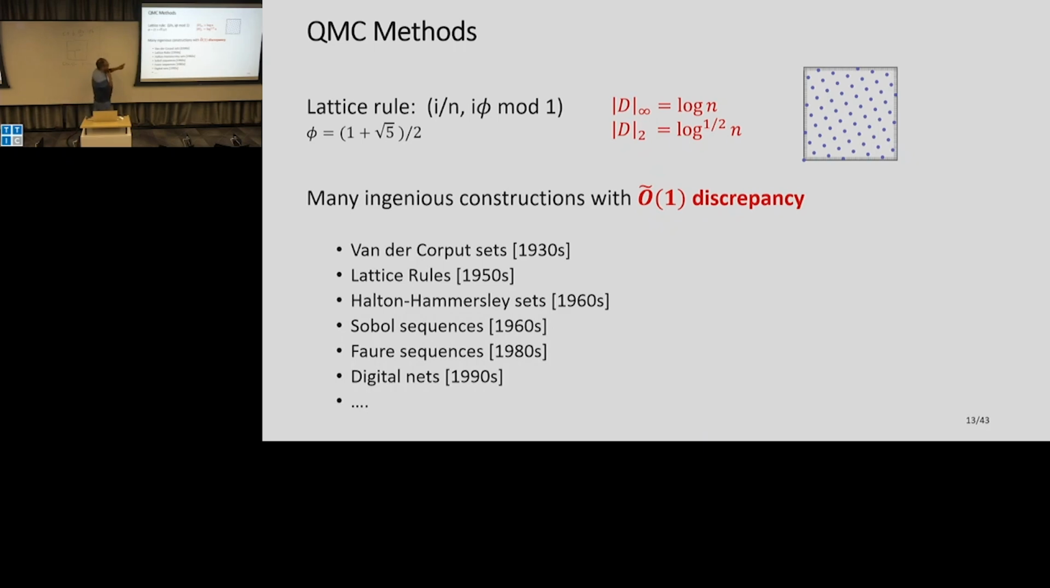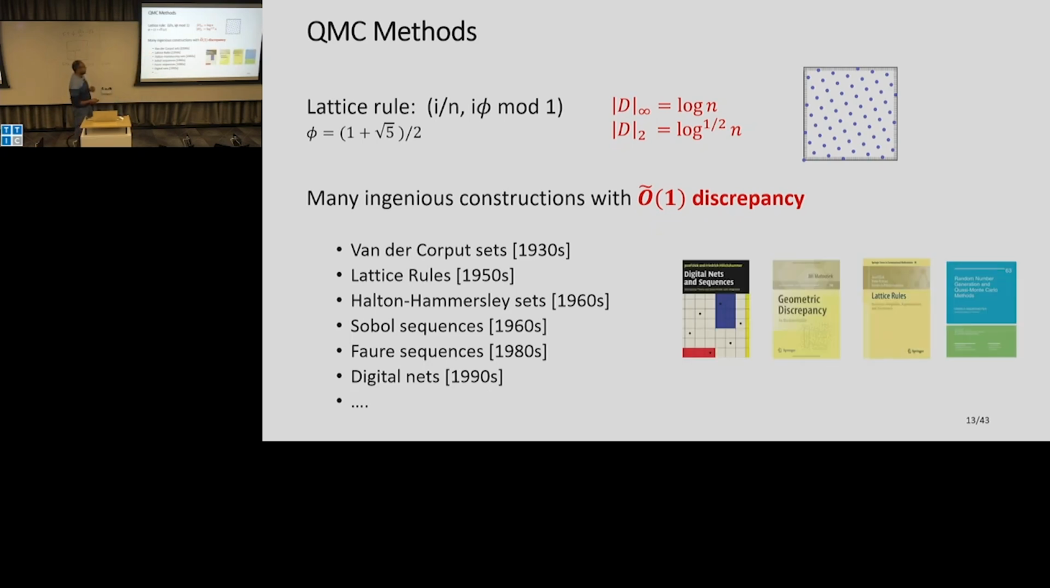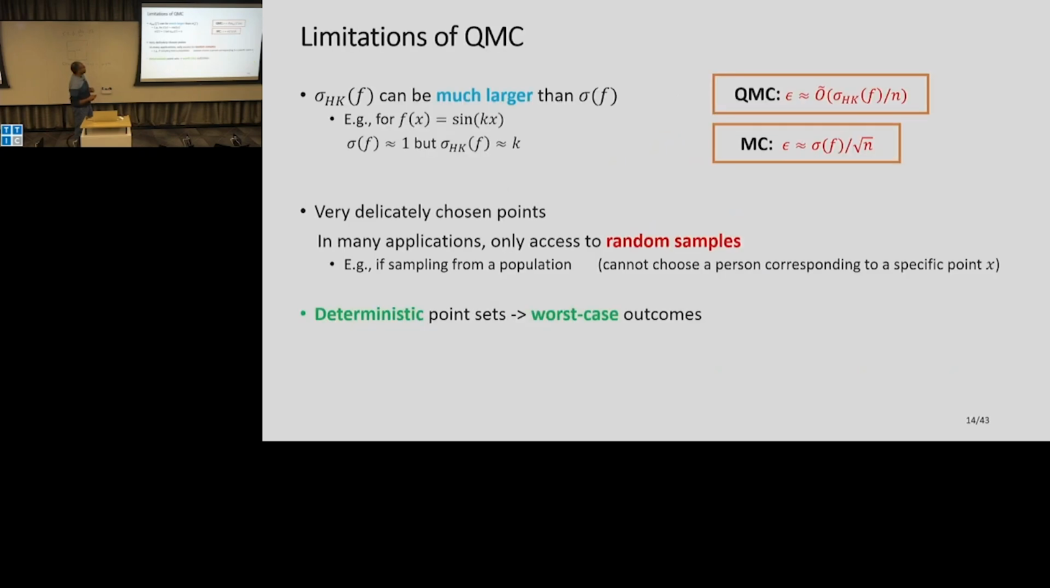And again, in this Quasi-Monte Carlo area, there have been tons and tons of other constructions. So these are just the two I showed you. They generalize to higher dimensions, and there are various other ways of doing it. There are tons of books on these things. Okay, so that was Quasi-Monte Carlo. Any questions about it? Yeah.